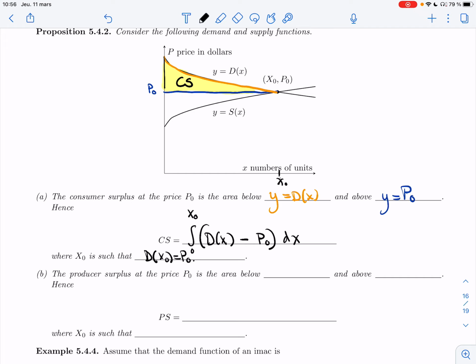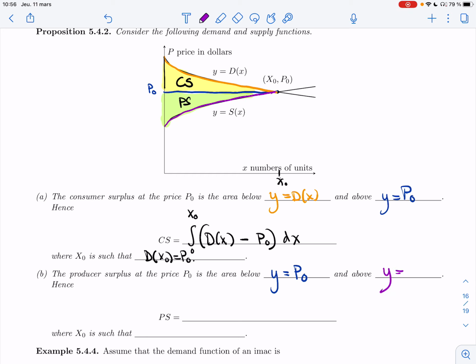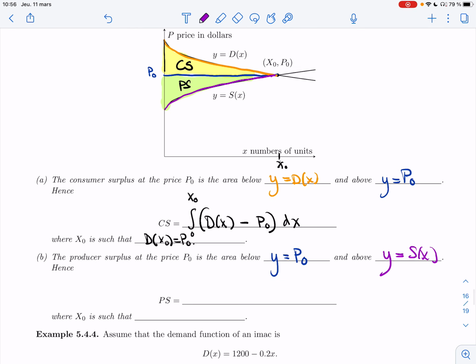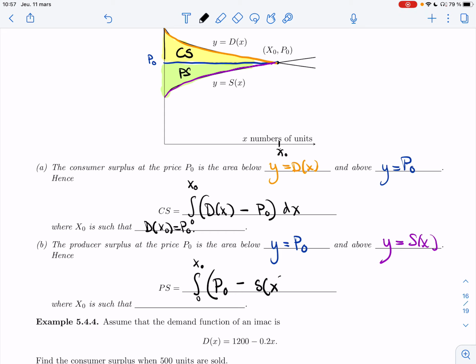All right, so this right here, that's the consumer surplus. Now the producer surplus, we could do the same thing we did in the last example on the side of producers, and what we'll get is the producer surplus is going to be this area right here. So it's the area below that blue curve y equals P0 and above the supply curve, y equals S of x. And so the producer surplus will be, well, it's an area, so it's an integral. Again, the bounds are the same from 0 to x0, but now top is the equilibrium price and bottom is the supply curve. So, sorry, P0 minus S of x dx, where x0 is such that S of x0 equals P0.